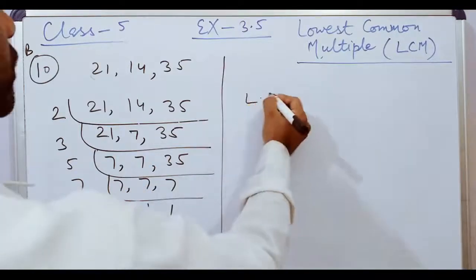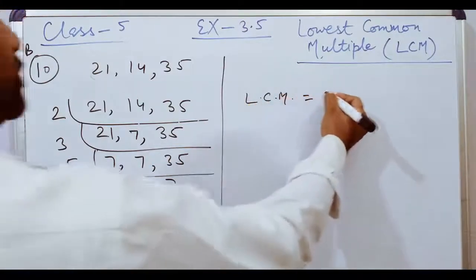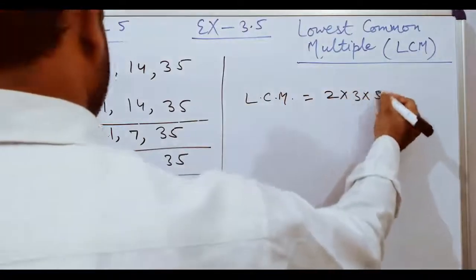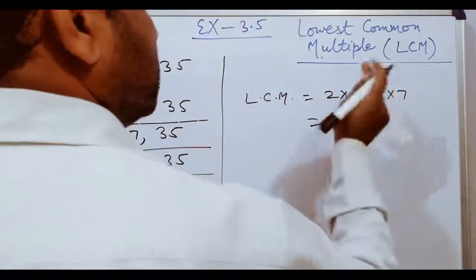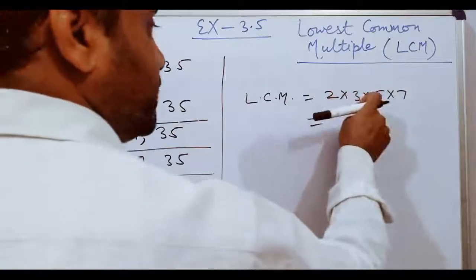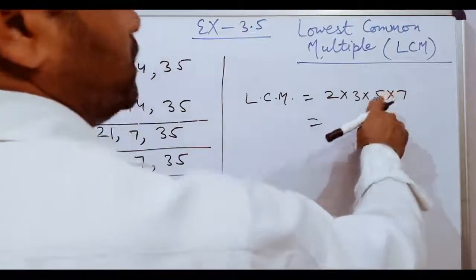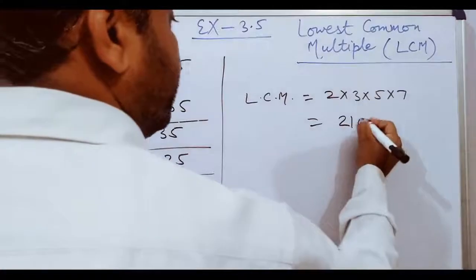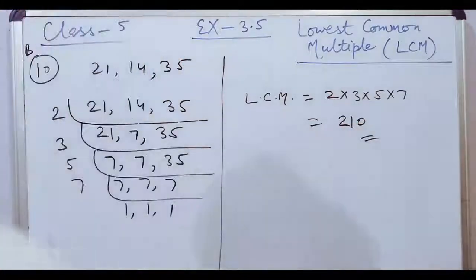Then LCM equals 2 into 3 into 5 into 7. 2 3s are 6, 6 5s are 30, 30 7s are 210. This is the answer.